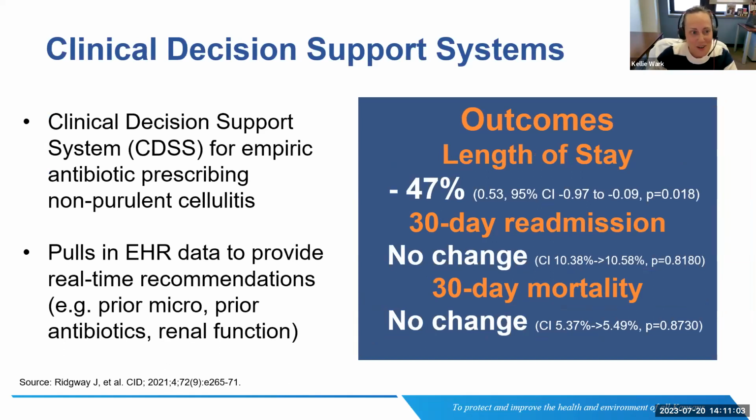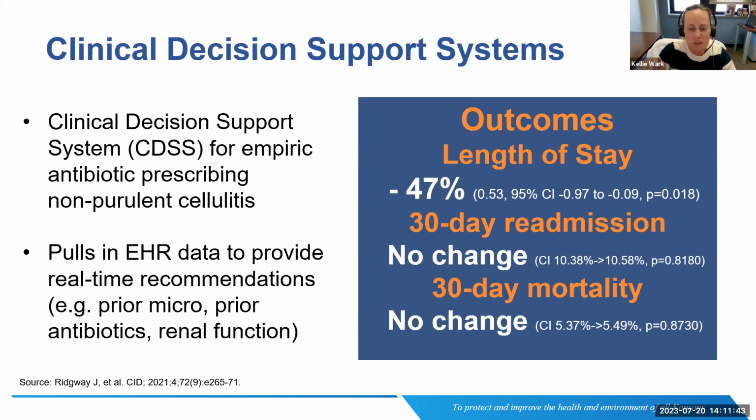And then again, another example of an intervention that was done. This example is from Ridgway and colleagues. They incorporated the guidelines that they developed into a clinical decision support system, providing suggestions about antibiotic management and duration for non-purulent cellulitis. This decision support pulled data into the EHR. It allowed them to pull in prior micro results and also the renal function to make sure they were getting the right dose optimized.